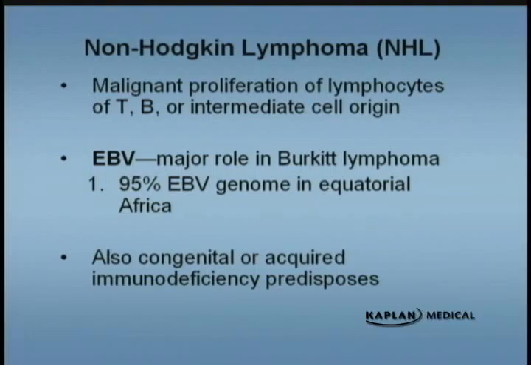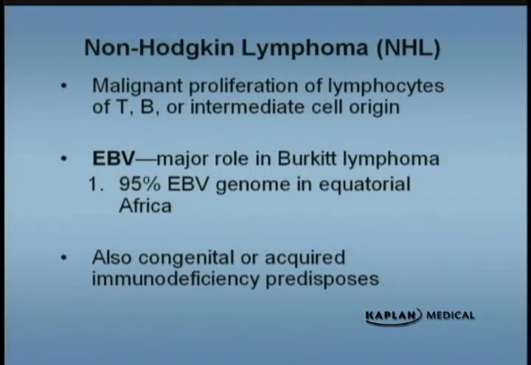The non-Hodgkin's lymphoma is also seen in children. Typically, the child with non-Hodgkin's lymphoma is younger than the child with Hodgkin's lymphoma. This is, again, a lymphocytic malignancy, and there is a definite role for Epstein-Barr virus in the Burkitt lymphoma, the non-Hodgkin lymphoma. This is very common in Africa.